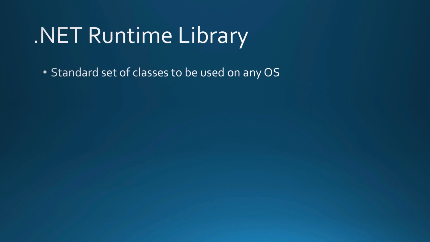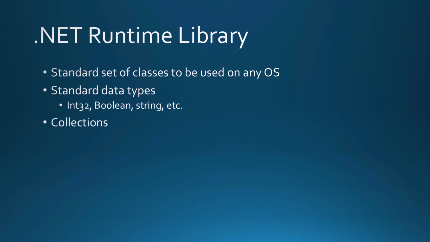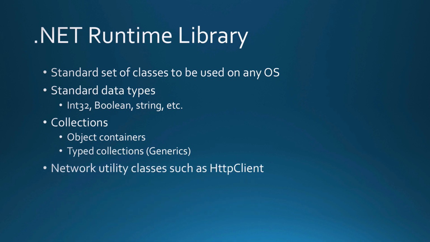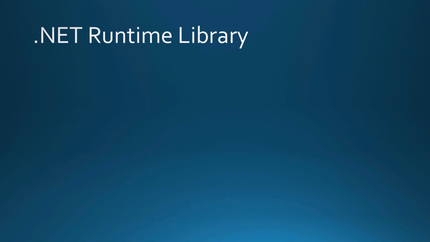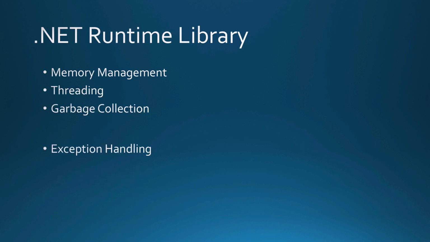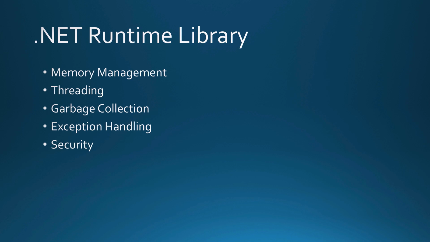Now, the .NET Runtime Library is a standard set of classes that can be used by any language on any operating system that .NET runs on. It contains all the standard data types like integers, booleans, strings. It contains collections like object containers, typed collections, also known as generics. It contains network utility classes such as HTTP client. It's classes to read and write streams and files. And it provides serialization support for JSON and XML. It also gives us memory management, threading, garbage collection, exception handling, security, database interaction, and deployment.